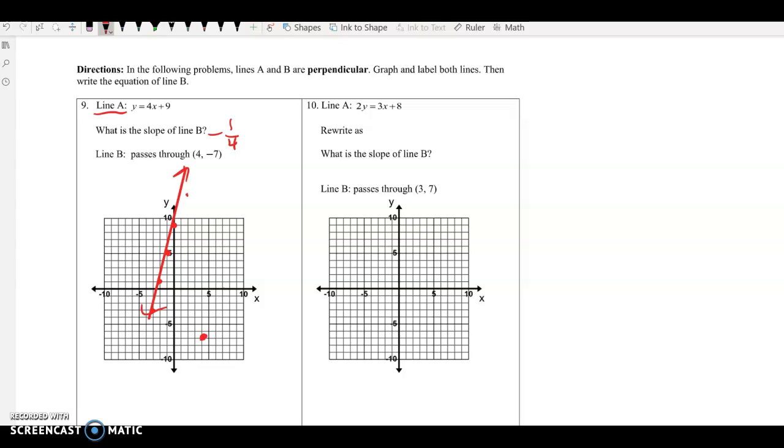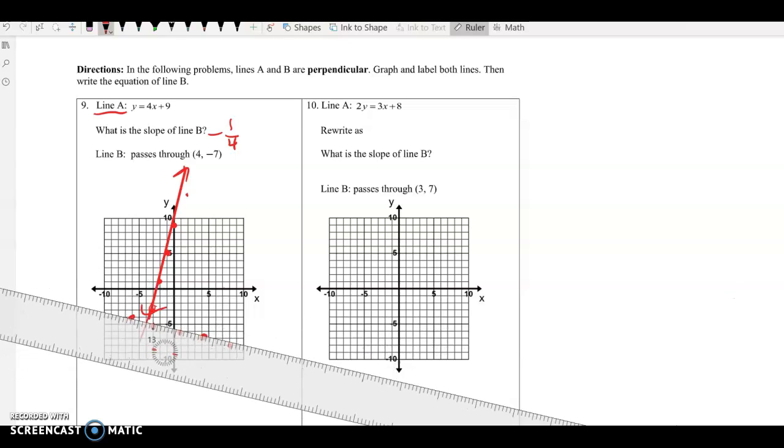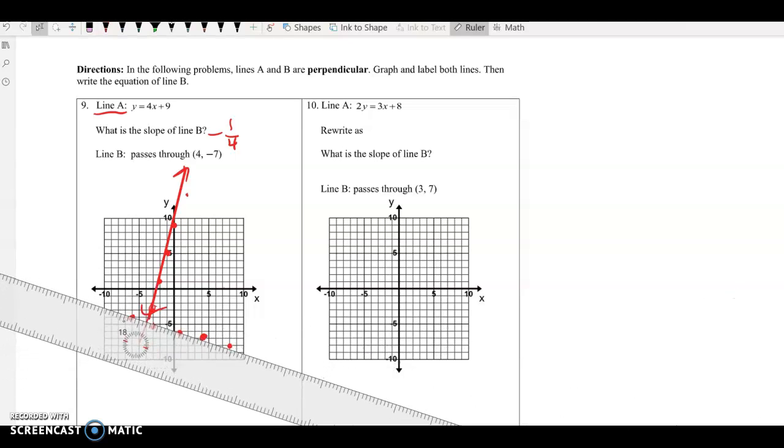And it has a slope of -1/4. So I'm going to go down 1 to the right 4, or up 1 to the left 4, right? For that negative slope. Up 1 to the left 4, up 1 to the left 4. So this will continue on this way. And my other line is perpendicular to it. So here's my second line.